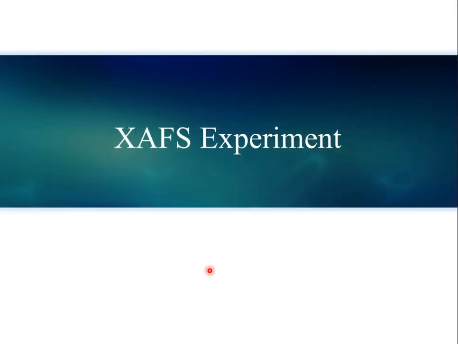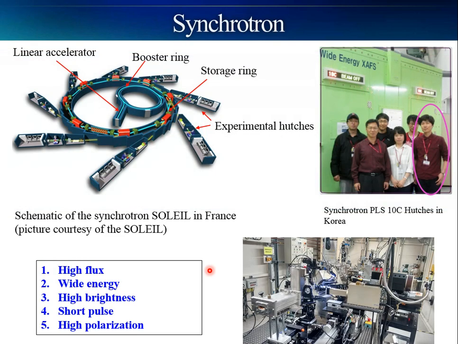First, the XAFS experiment will be described. Before telling the XAFS experiment, let's look around the synchrotron. The general synchrotron consists of a linear accelerator, booster ring, storage ring, and experimental hutches. From the synchrotron, we can get high flux, wide energy, high brightness, slow pulse, and high polarization.